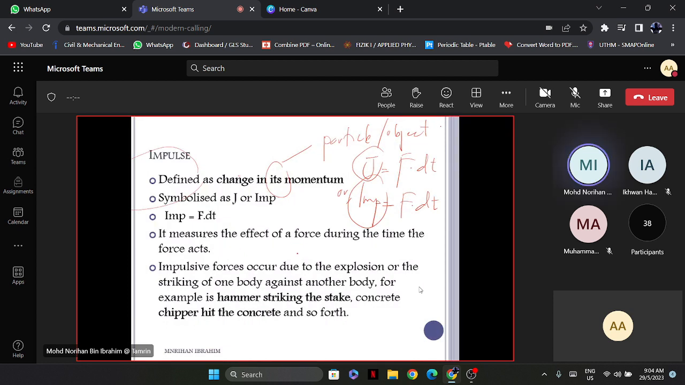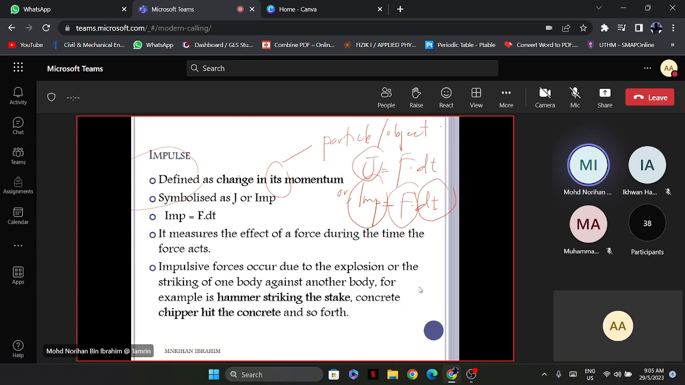So it measures the effect of force during the time the force acts. So it has force F and also dt. The impulse can also be defined as an integral of force over an interval of time t. The integral of force and time.